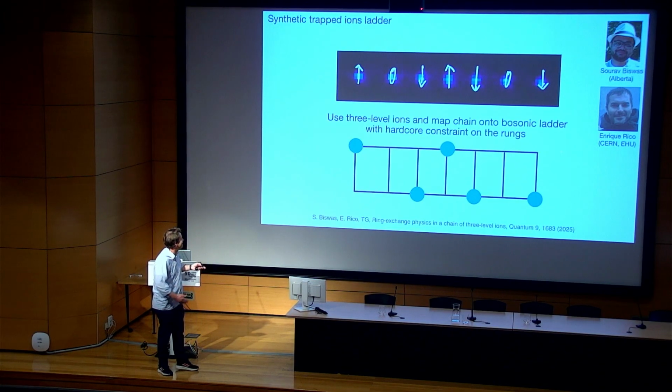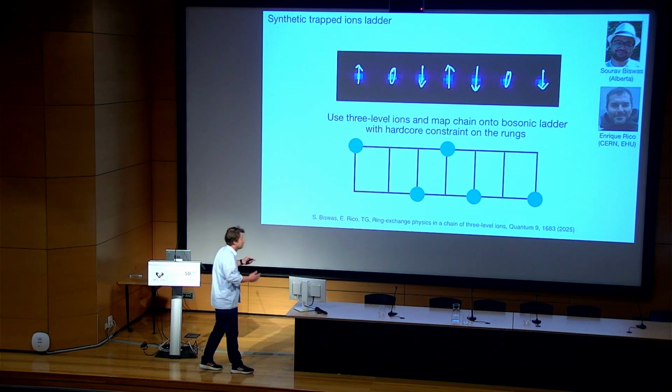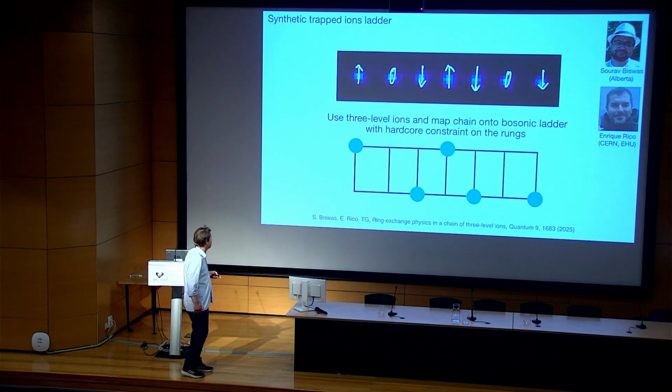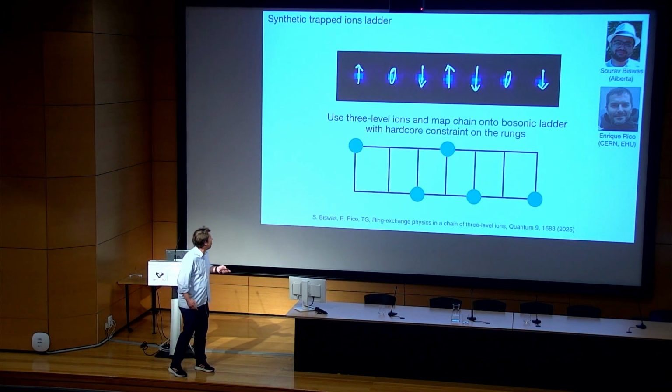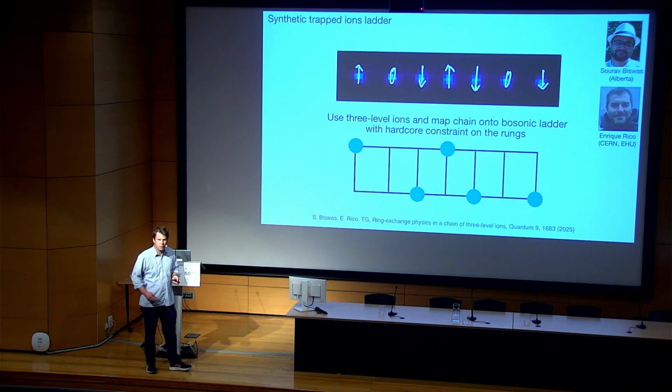The hardcore constraint extends in this case to the rung, so there is no more than one boson per rung. So we actually have a synthetic ladder structure through this mapping of 3 level ions onto ladders. And then the hopping again is a spin flip between up and 0 for the hopping in the upper leg, and 0 and down for the hopping in the lower leg. But a spin flip between down and up is exactly this ring exchange interaction which we want.